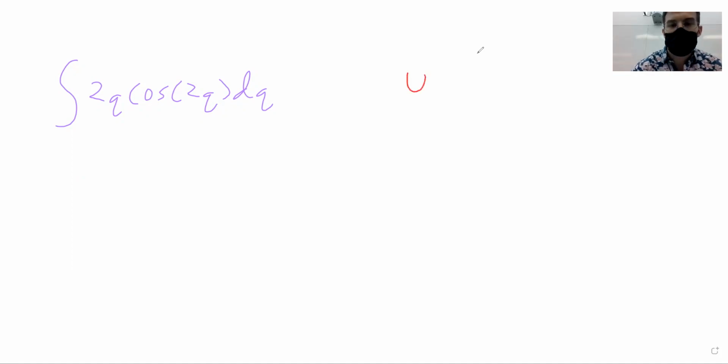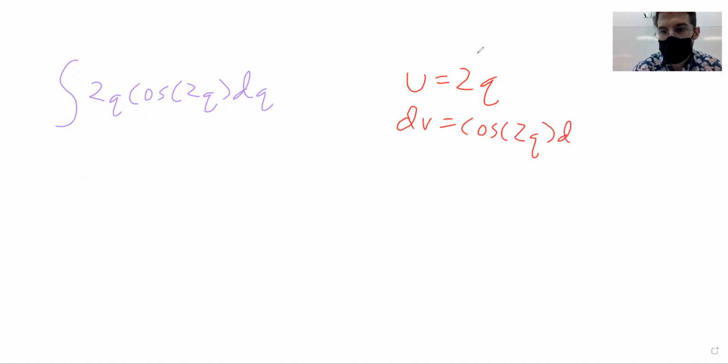So we're going to take u equals 2q and dv is going to be cosine of 2q dq. So that's all. Determine what u is, determine what dv is. And so when you pick dv, the d, whatever the variable is, has to come along for the ride as well. Okay.